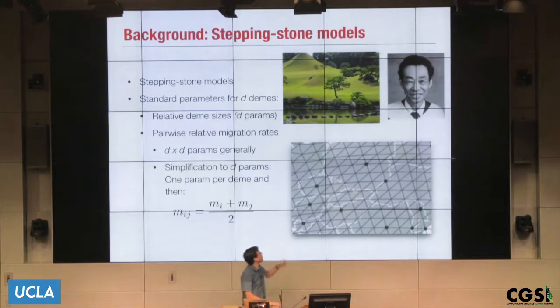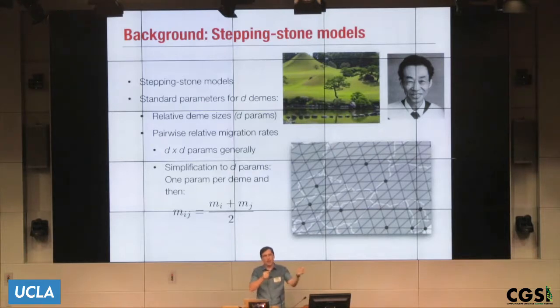The name comes from gardens in Japan where you have stepping stones that create paths like the one shown there. And the idea is that each stone is a population, and the migration always occurs from one stone to the neighboring stone. This was first brought into population genetics by Motoo Kimura, a prominent Japanese population geneticist. The idea can be extended into two dimensions. And so here, what we're actually using are these triangular stepping stone grids. And then in terms of parameterizing them, you need to specify the number of individuals within each subpopulation. So if you have D demes, a deme is a subpopulation, you would have D of these relative deme sizes.